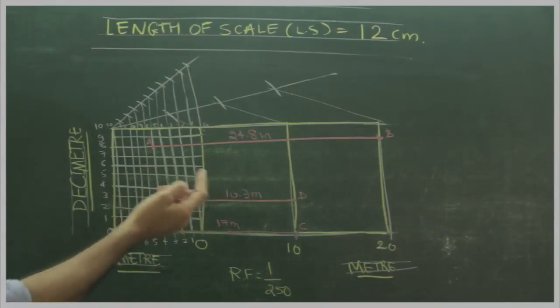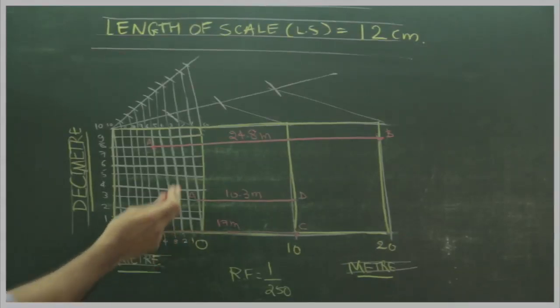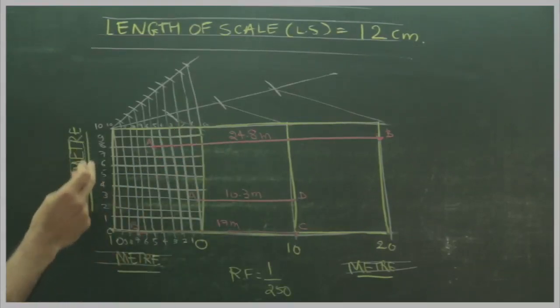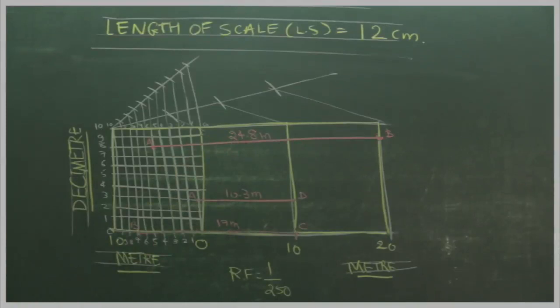First we will draw a 12 centimeter long line. We'll divide it into 3 parts. Why? Because it is 30. Then we'll divide the first block into 10 parts. So we will get 1 meter each. Then we'll divide that 1 meter into 10 parts. So we will get decimeters, and then we will mark the respective points.